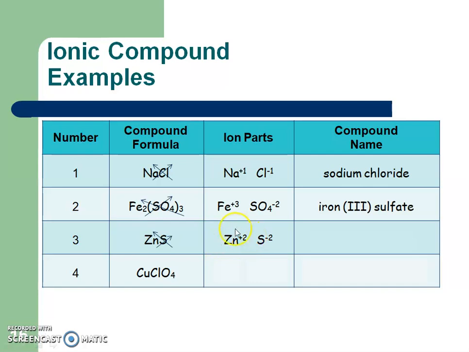So when I look at Zn on my periodic table, I notice that it does not have Roman numerals because it only has a single charge of +2. So we can just name it zinc, and sulfur, again, changes to sulfide, something you learned in chapter 7.